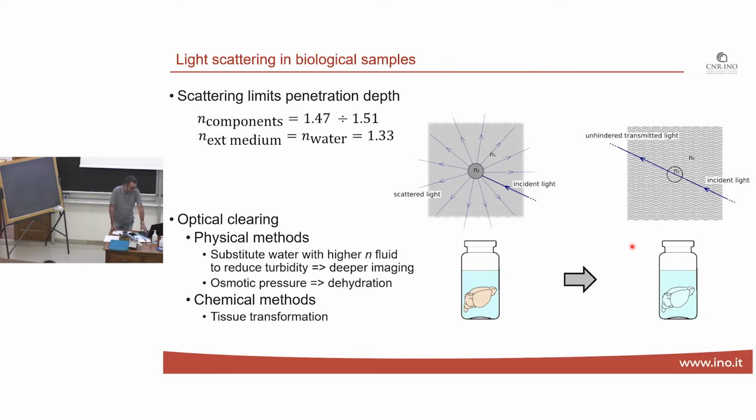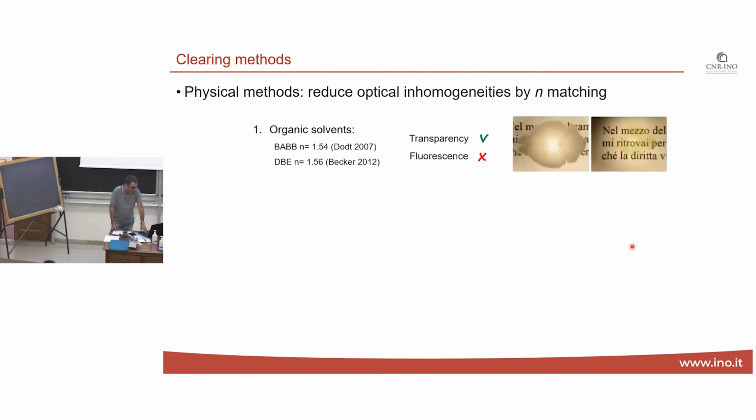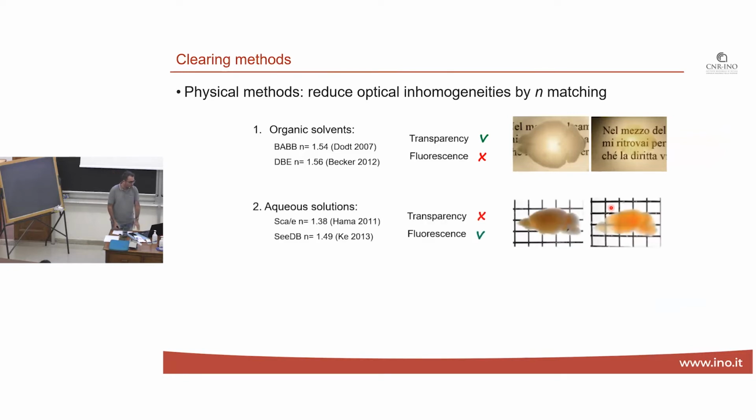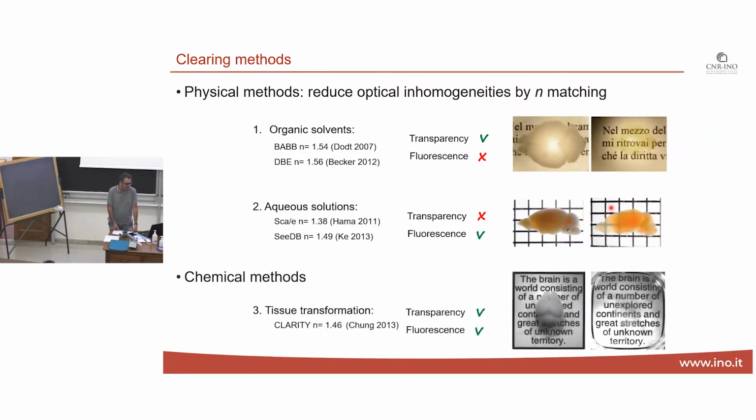For example, you can use organic solvents that have a high refractive index, and so they match with the refractive index of the particles inside the sample. You can use aqueous solutions. These have a lower refractive index, so they achieve a lower clearing power, but they preserve the endogenous fluorescence of the sample better. Or these are techniques that became very popular in the last 10 years or so.